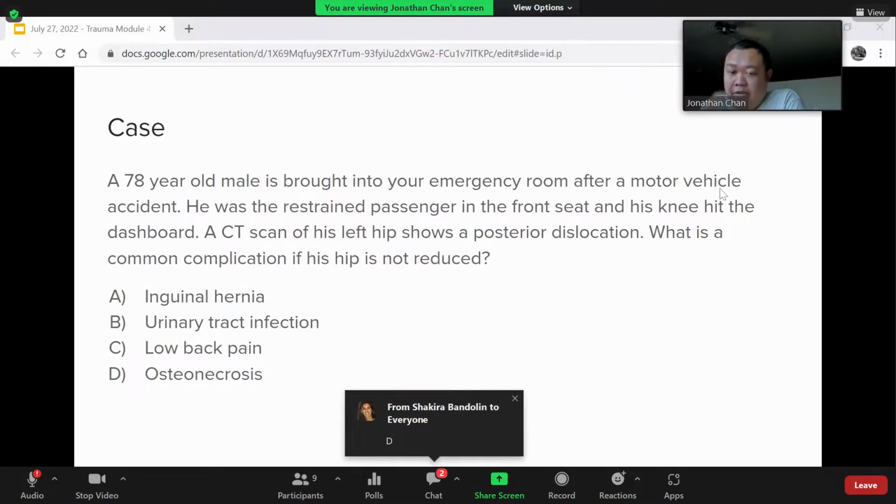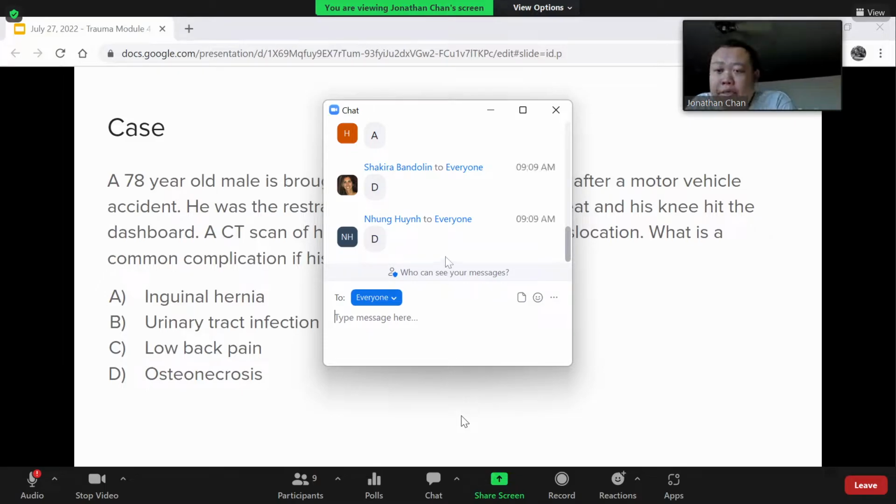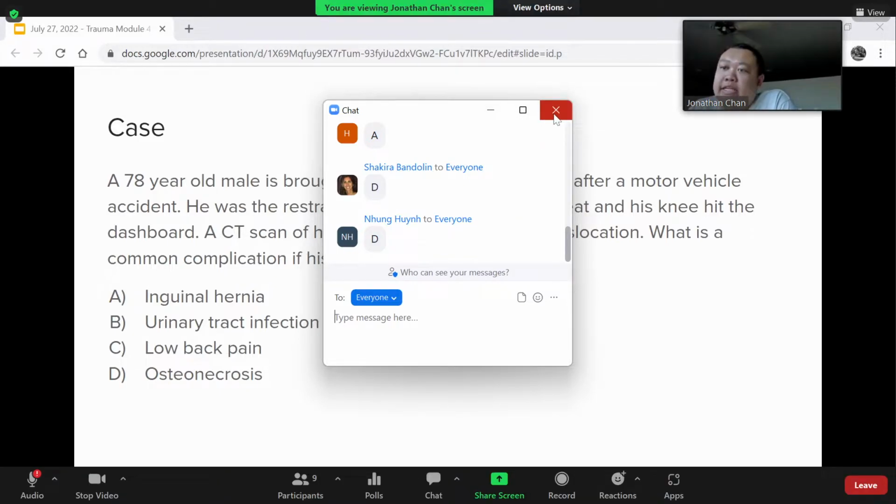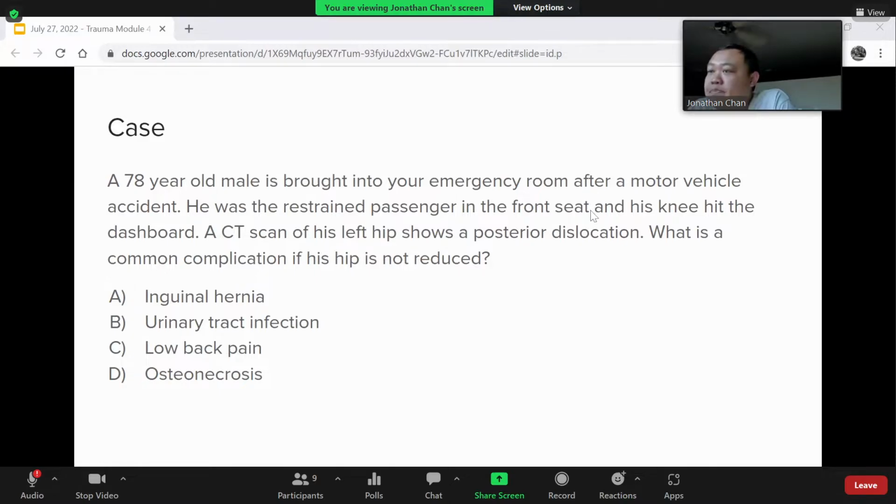Any other answers? We have A, we have D so far. Anyone else want to give a try? Good. So yeah, D is correct here. Hips that are dislocated are an orthopedic emergency, and if they're not reduced pretty quickly, it can definitely cause osteonecrosis or avascular necrosis, especially at the head or the neck of the femur. And again, we'll get into all of this in a little bit as well.